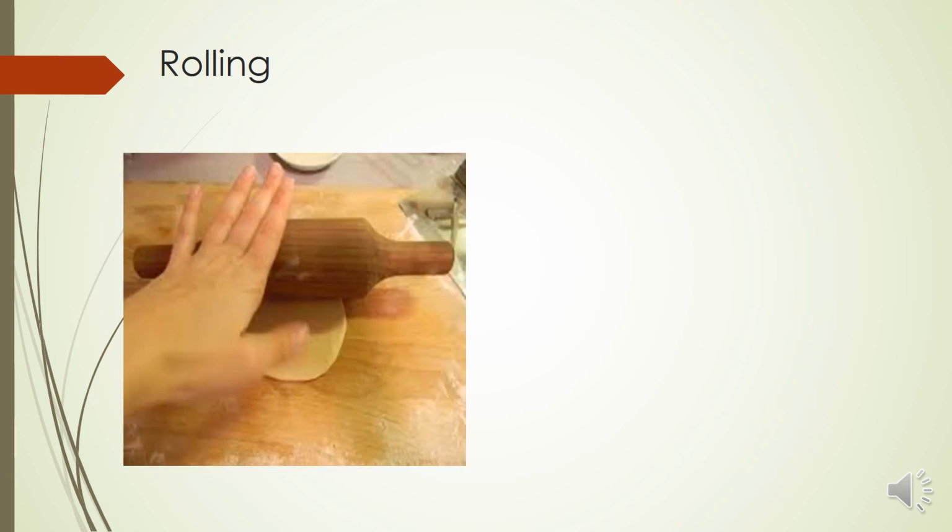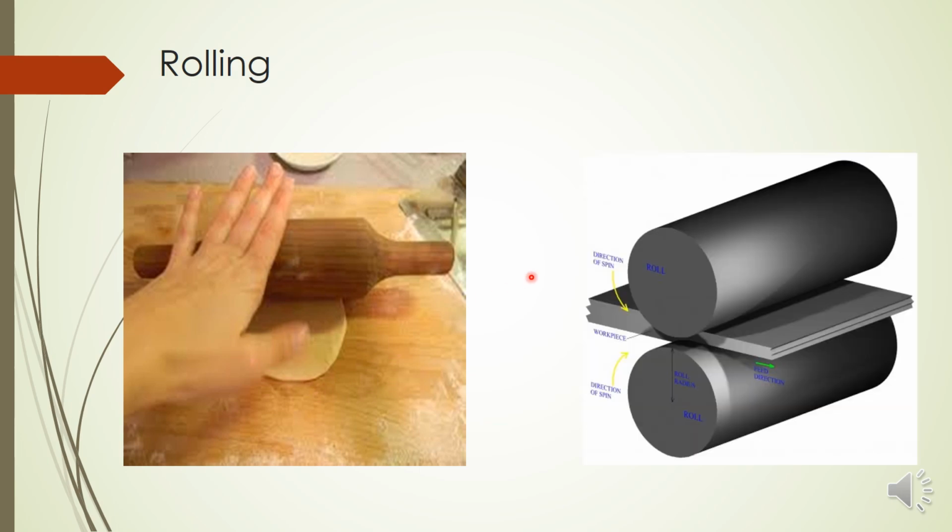Now what is rolling? Rolling is also something we have applied in real life, like making a chapati. You are compressing a solid chapati with the help of this tool, rolling from above the surface, and we get a very thin sheet of chapati. So that is what is happening in rolling.